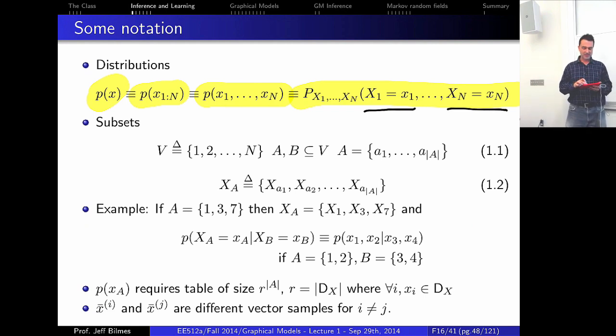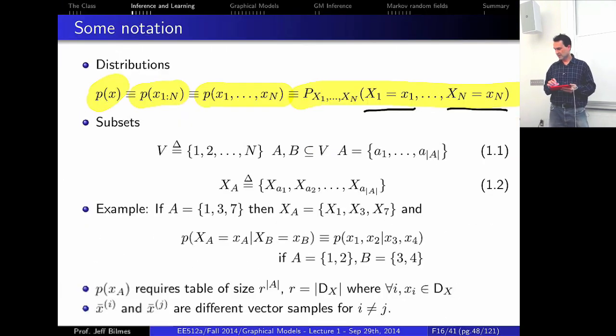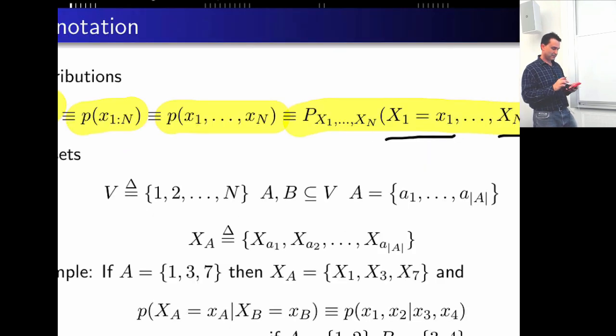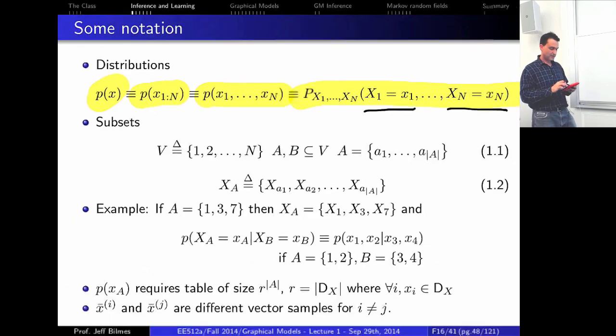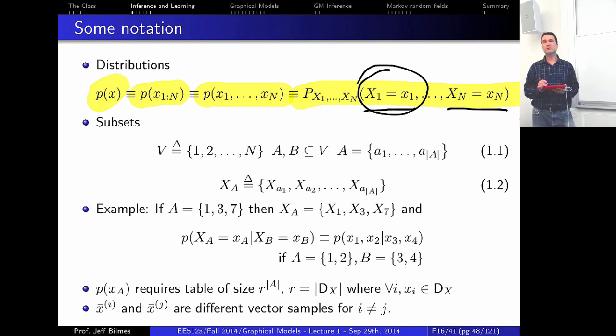So this thing here is basically, we're still not exactly perfectly in sync with what I see and what you see. Zooming doesn't work in that case. But basically, this thing here, capital X1 is equal to lowercase x1, is really saying an event happened. It's the event that the random variable capital X1 is equal to the value lowercase x1. So that's a very standard notation.